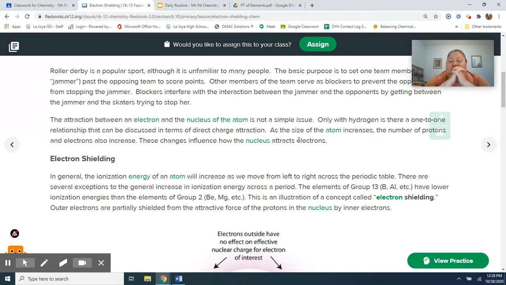And for most cases, when it comes to ionization energy, as the size of the atom increases, the more protons and the more electrons you add, the number of protons and electrons will also increase. These changes influence how the nucleus attracts electrons.